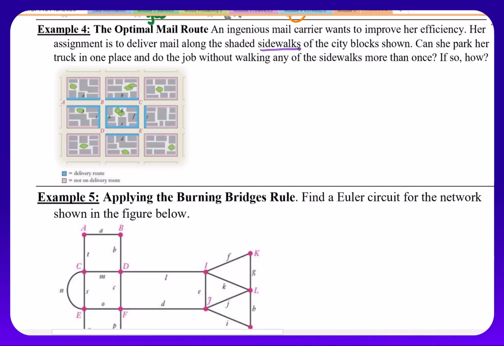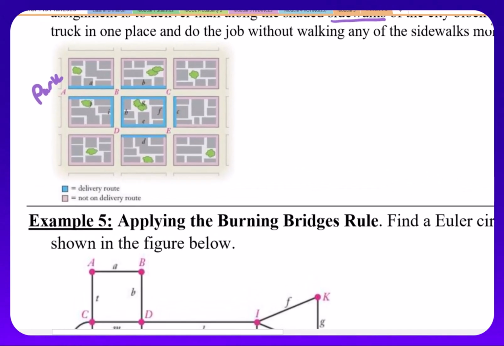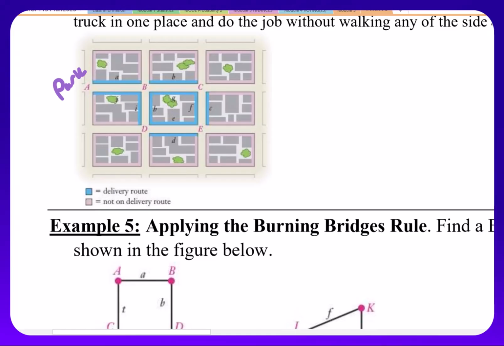So can she park a truck in one place and do the job without walking any of the sidewalks more than once? So I could represent this one with a drawing to figure out if my answer would be yes or no. But we're going to actually find, because it says if so, how. So if I were to look at this drawing, to me, the best place to park would be at A. And what I want you to realize is the blue highlighted pieces are a sidewalk on each side of the road. So if they are actually giving mail, they'll give mail on one side of the road. They're not going to go back and forth across the road. They're going to do it at one time.